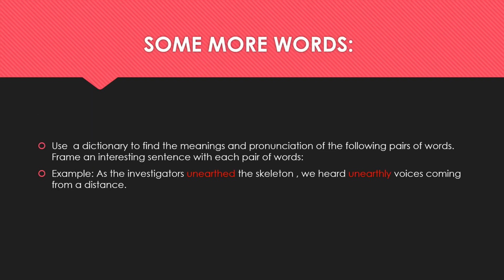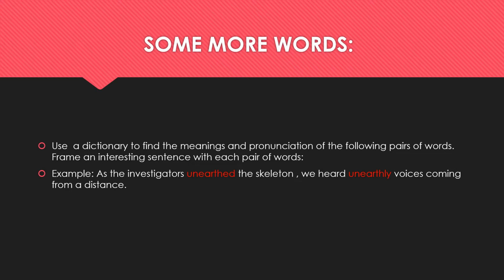Now some more words they have given in the exercise, which is B1. You have to use a dictionary to find the meanings and pronunciation of the following pairs of words. And then after you have found the meaning and you know the correct pronunciation, you have to frame an interesting sentence with each pair of words. What you have to do is use both the words in the same sentence. The pair will always have two words, and the pair has to be used in the same sentence. An example is given.